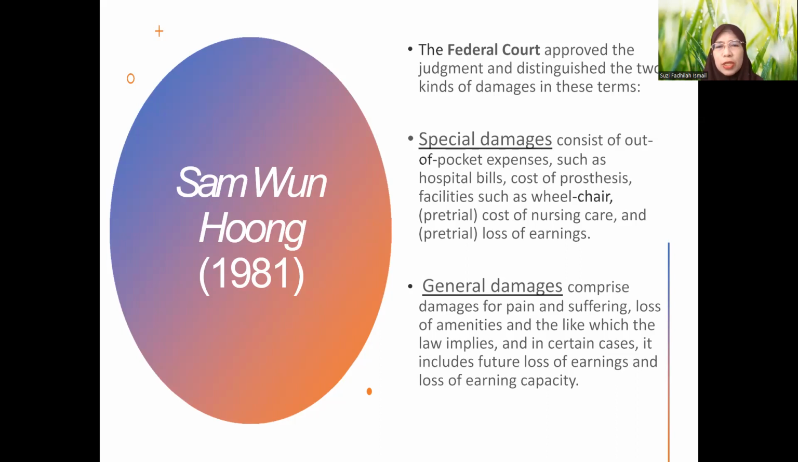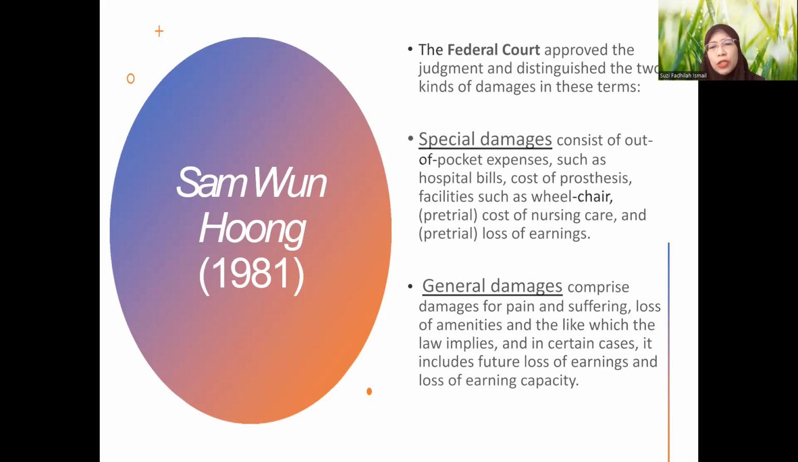But general damages comprise damages for pain and suffering. Pain and suffering, we cannot really quantify. And we also have loss of amenities. We are going to discuss after this what is meant by loss of amenities and the like, meaning whatever is similar to pain and suffering. Most of the time, these are the two common examples of general damages.